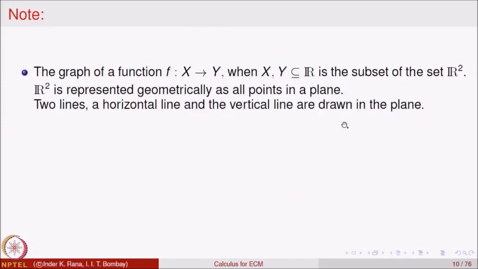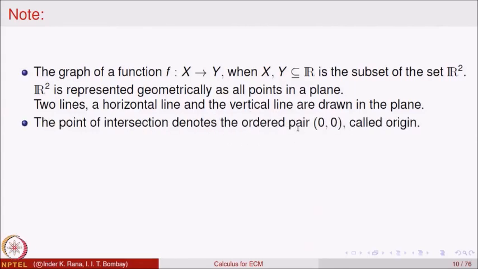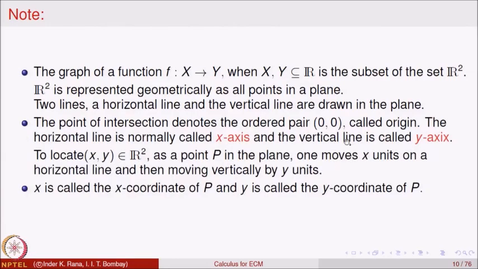The representation is we take a plane, and we draw two lines, one horizontal line and another vertical line. Because one is horizontal and the other is vertical, they are perpendicular to each other. They will intersect somewhere at a point, and that point is called the origin. The horizontal line is called the x axis and the vertical line is called the y axis. To locate a point x y on R 2, given an ordered pair in R 2, how is the point located in the plane?